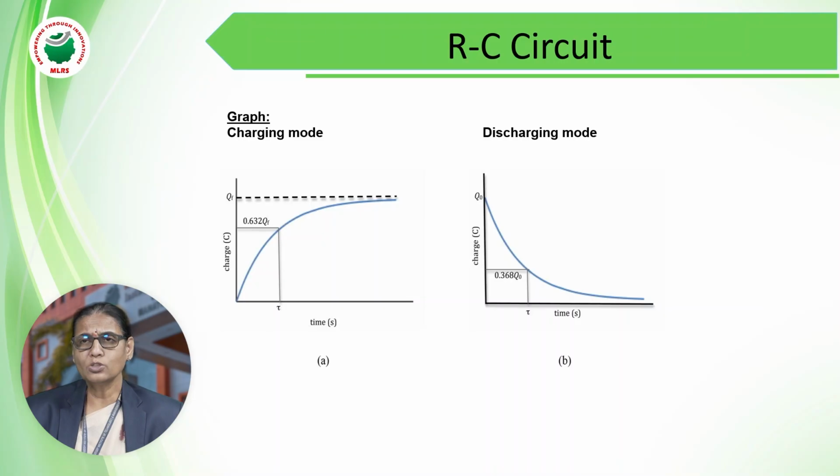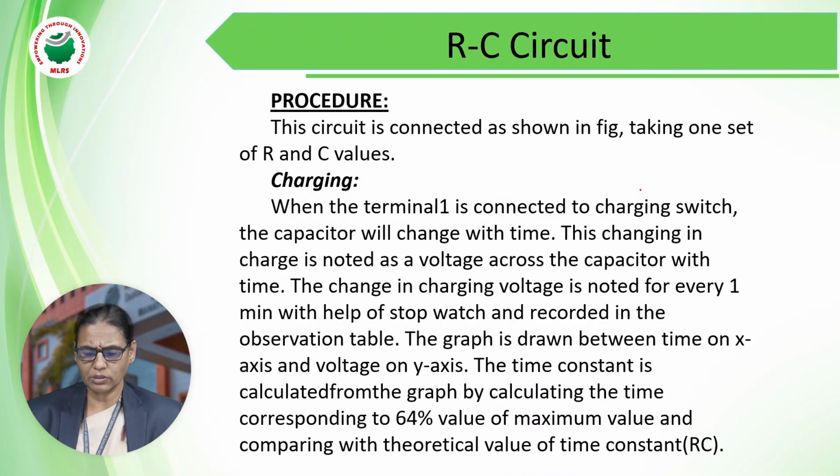Next, once you start doing this experiment, after giving the connections, initially we note down the values of R and C. Now before going to the tabular column, let us see what is the procedure involved. Now charging. Before going to charging, we have to select the values of R and C. What value of resistance you are using and what value of capacitance you are using. You have to note down these two values on the top of your tabular column.